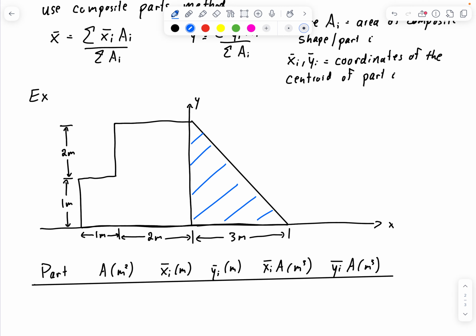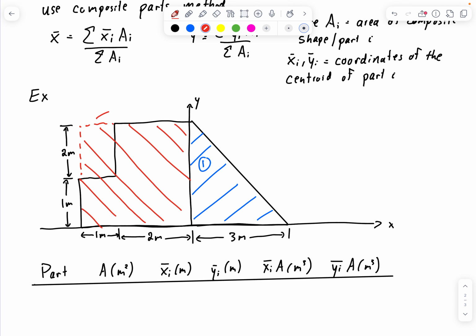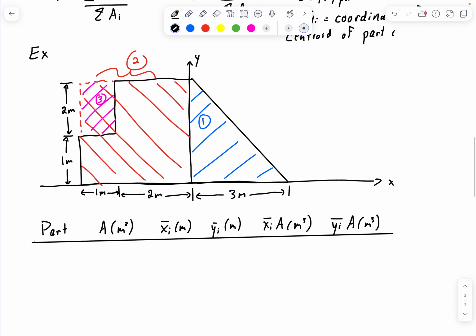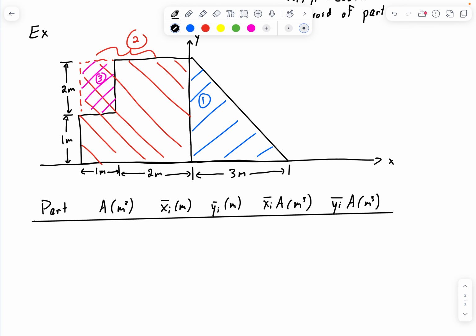This part on the left, we can break up into a triangle, and we're going to call that part 1. Part 2 is going to be this entire square. We're going to include the part that's not there. And then part 3 is going to be this part that we're going to subtract out. So when you have a negative space like part 3, you can subtract out that part right there. And so we can use this composite parts method, and find each of these parameters for each of these parts.